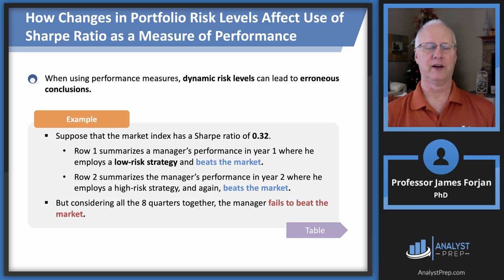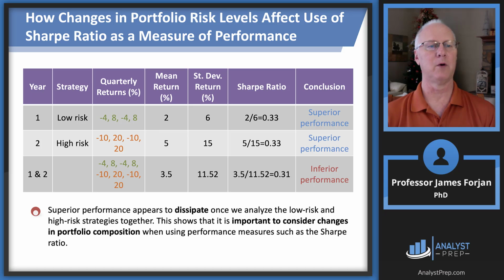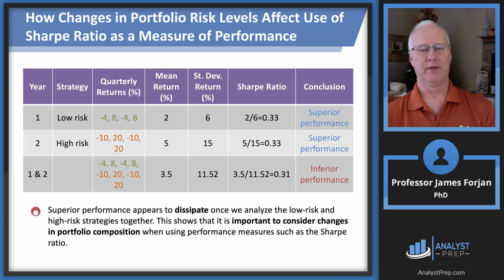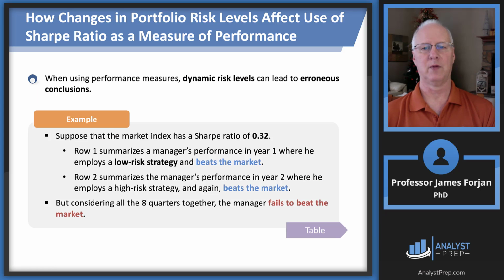So we've got a fund manager who is going to pursue a low-risk strategy during year one and beats the market during that first year, and then pursue a high-risk strategy during year two and beats the market. Let's look at this summary table. Year one, we have a low-risk strategy. There are the 4 quarterly returns in green. Mean return is 2, standard deviation is 6, so Sharpe ratio 2/6 is 0.33. Superior performance: what was that benchmark? There's the Sharpe of the market index, 0.32.